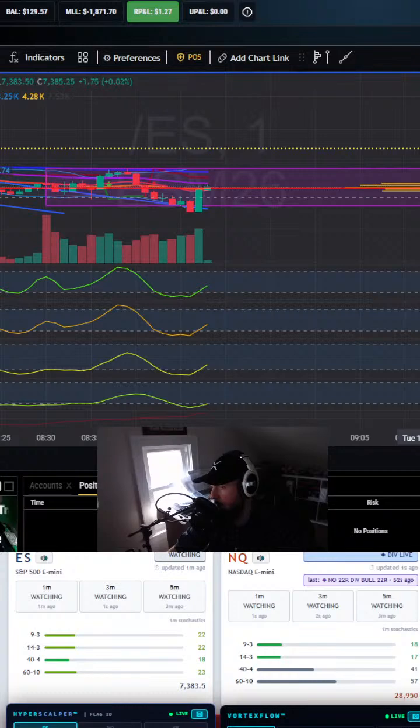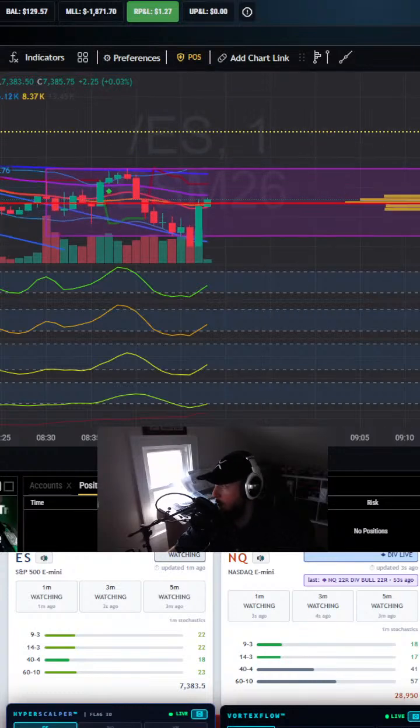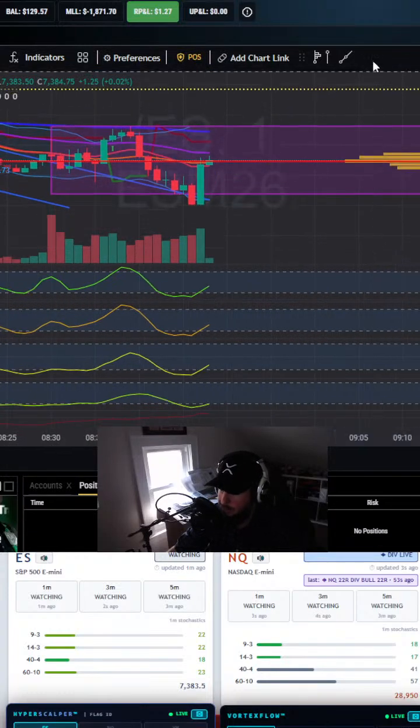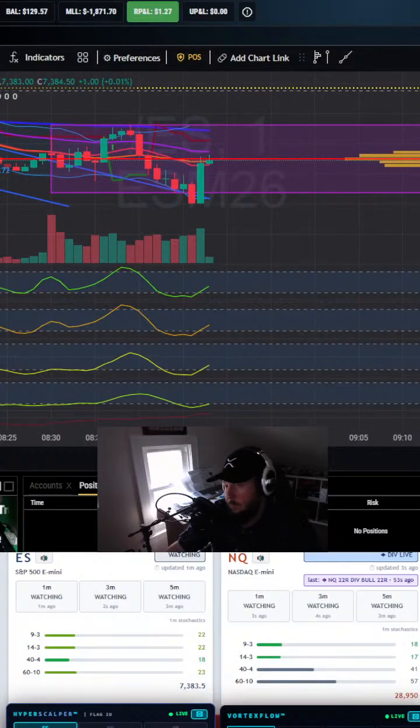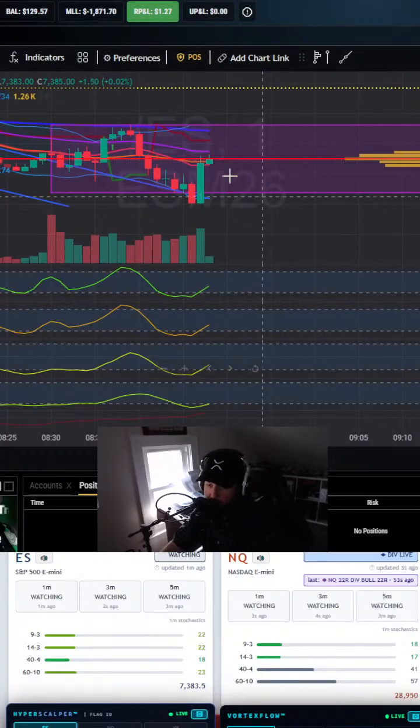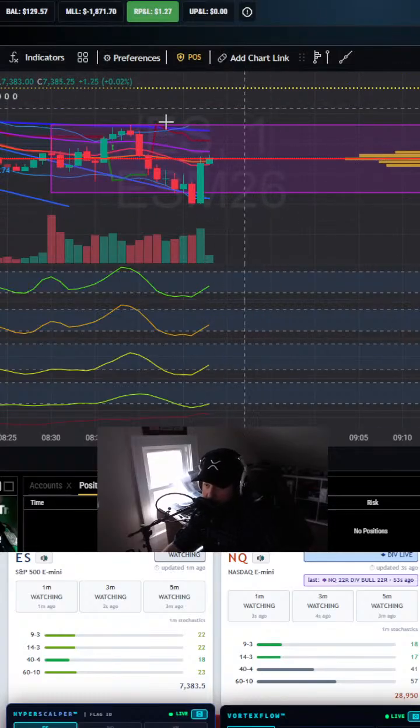Entering the 950 reversal zone. Yeah, so we're in a reversal zone right now too. So even though these are all crossing and this is bullish, we are in sort of our range.